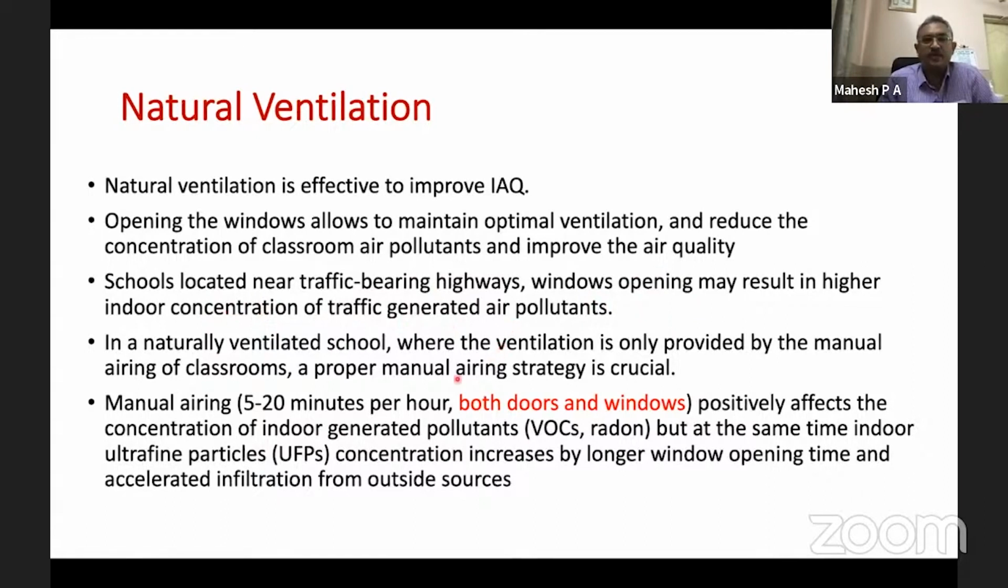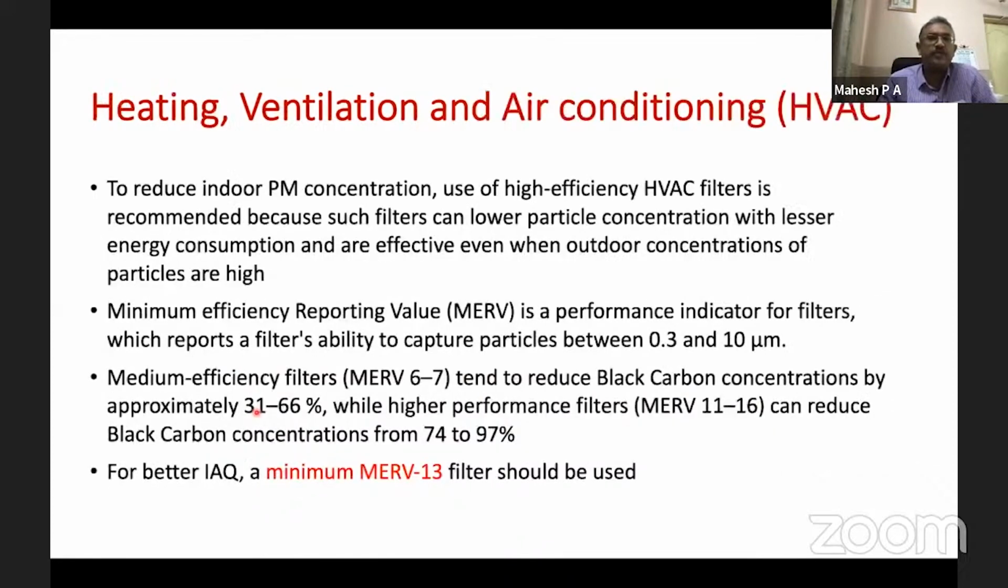So what is called a manual airing strategy is crucial, which means depending on the pollution, you can just open the windows for 5 to 20 minutes per hour, both door and windows. And this reduces the indoor generated pollutants, the VOCs and radon. But at the same time, the indoor ultrafine particles, which increase by longer window opening time, are reduced when you keep it very short. Even for 5 minutes per hour, if you can do that, you will be able to reduce the indoor air pollutants.